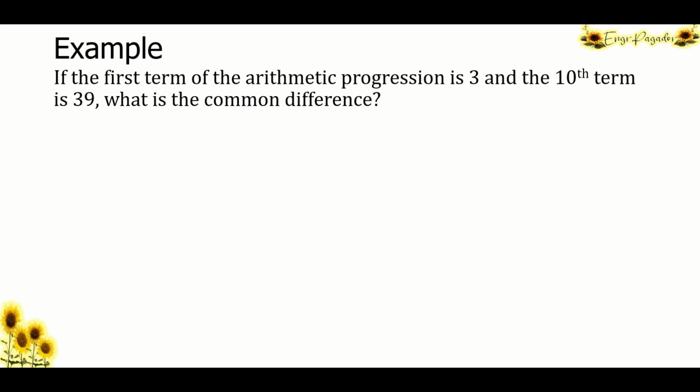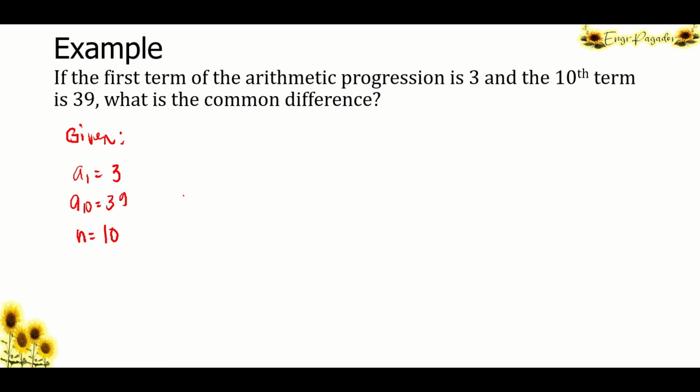Let's have another example under arithmetic progression pa rin. So, if the first term of the arithmetic progression is 3 and the 10th term is 39, what is the common difference? Okay. So, isulat natin yung mga given natin. So, given tayo ng first term, si a sub 1, that is equal to 3, and the 10th term, so a sub 10 will be equal to 39. And assume natin that since we are given a sub 10 here, the number of terms given in this problem will also be equal to 10.